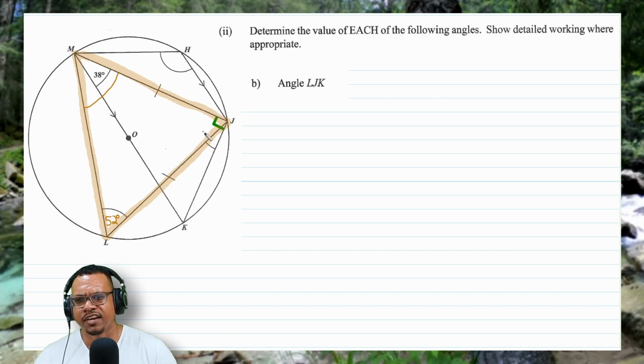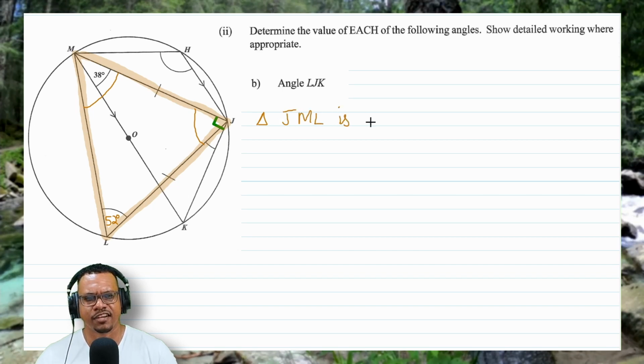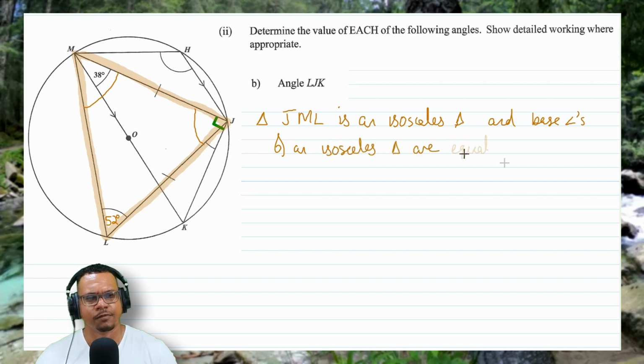And therefore, the sum of the interior angles of a triangle would be 180 degrees. So we'll be able to find what this angle is here. That's this angle here. And if we get this angle and subtract it from 90 degrees, we'll get this little piece that remains in here. So I'll put that triangle GML is an isosceles triangle. And the base angles of an isosceles triangle are equal.